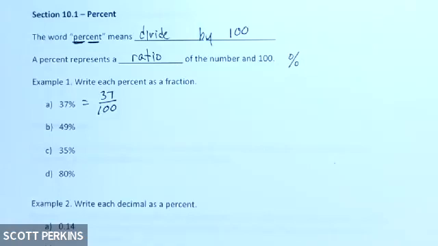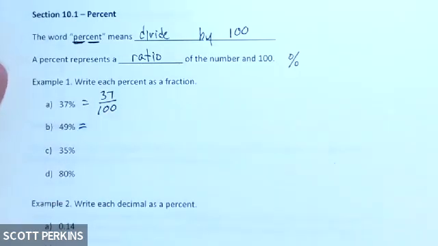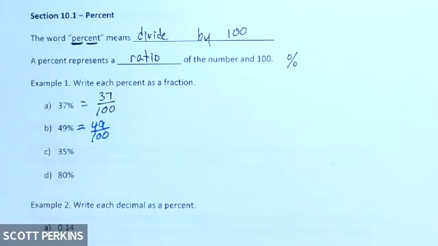So do me this favor, do the B problem. Write 49%, I'll give you 15 seconds to do it as a fraction. All right, what did you write as the fraction that goes with 49%? Perfect, thank you. No tricks or gimmicks, it's just 49 over 100. Again, no need to reduce that one. 49 is an odd number, 100 is even, so in that case they don't share anything in common.